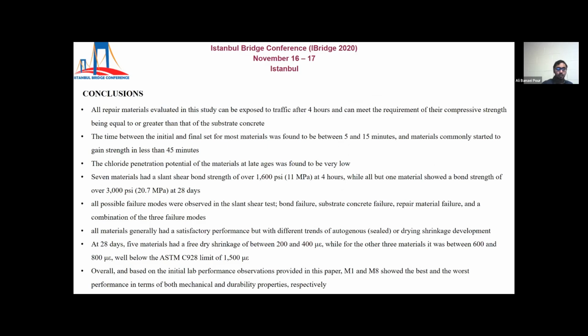So all materials generally had a satisfactory performance, but with different trends of autogenous or drying shrinkage development. At 28 days, five of the 8 materials had a free dry shrinkage between 200 and 400 microstrain, while for the other 3 materials, it was between 600 and 800 microstrain, well below the ASTM C928 specified limit. Overall, based on the initial lab performance observation provided in this presentation, M1 and M8 showed the best and worst performance in terms of both mechanical and durability properties, respectively.